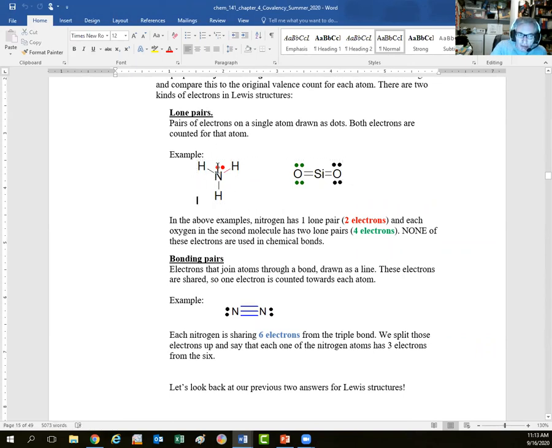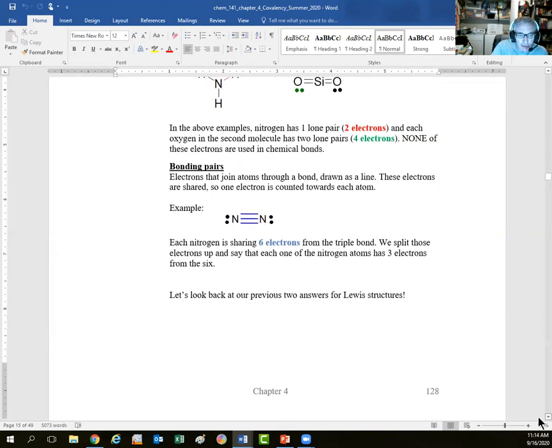So they belong specifically to that one atom. The lone pair in red belongs to the nitrogen, the lone pairs in green on the left belong to the oxygen on the left, and the lone pairs in black on the right belong to the oxygen on the right. These are electrons which are counted towards that particular atom, and they don't form part of the count for other atoms because they're not part of a chemical bond.